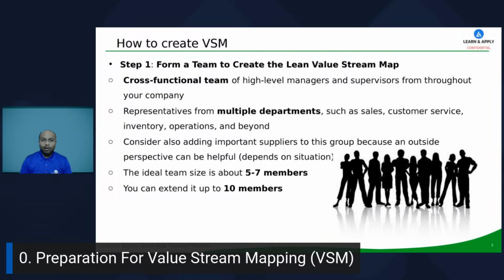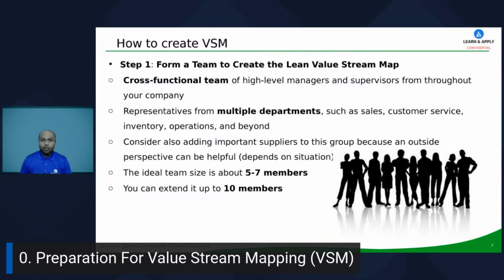Consider also adding important suppliers to this group, because an outside perspective can be helpful. Sometimes, if you think the customer needs to be added, you can consider that as well. But the ideal size for conducting this value stream mapping should be between 5 to 7 members, not more than that. If it is a critical process and the scope is bigger, you can consider extending up to 10 members. But don't take more than 10 members, because we will have too many voices and it hinders the effective implementation of the value stream mapping.